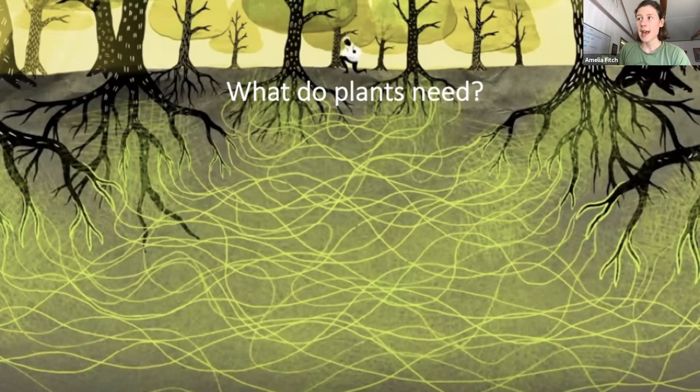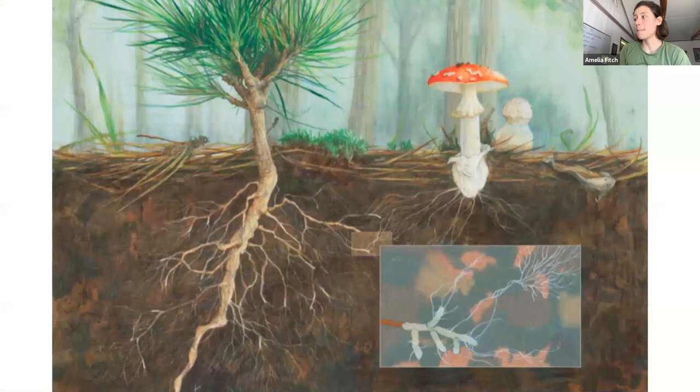And one of the ways that plants gain these nutrients, both phosphorus and nitrogen, is by enlisting help from a special type of soil organism called mycorrhizal fungi. And if you've never heard of mycorrhizal fungi, that's okay. I didn't learn about them until I got to college. And now I study them in a PhD program. So, go figure.